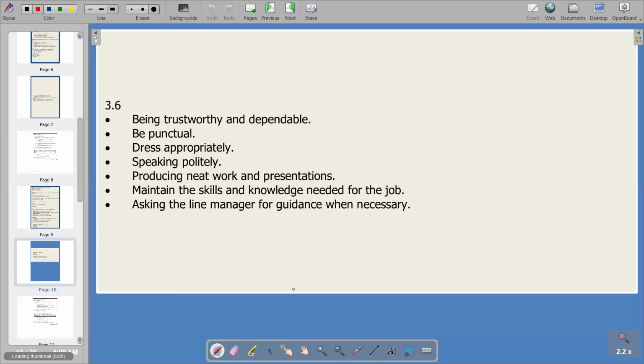Let's just try to see. Be trustworthy and dependable. For you to be a professional person, you should be trustworthy and dependable. Then be punctual. You should be punctual to your work when you are a professional person. Dress appropriately. The dressing that you make is also very important. That's why I was saying it's relative, depending on the profession that you are in.